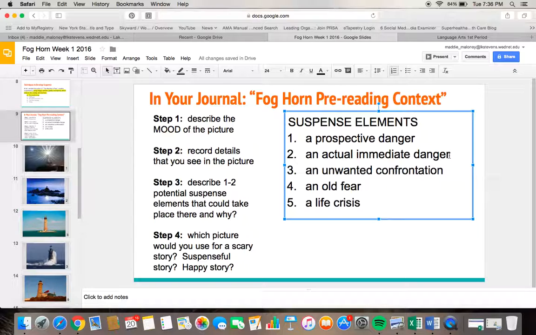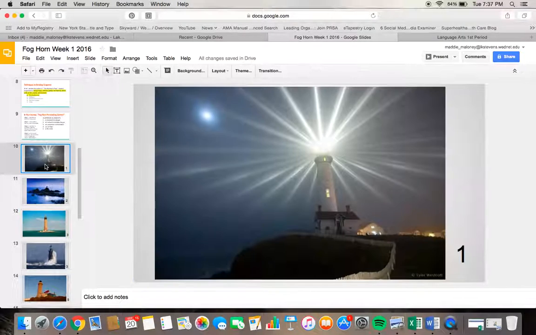Okay, step 4, final step. When you're looking at these pictures, you're going to decide which one seems like it would work best for a scary story, suspenseful, happy, maybe romance, action, drama. So just think of all those different genres of movies or stories that you've read and watched before and think which one of these pictures kind of fits that specific genre. Okay, so we're doing this in our notebooks. Feel free to write in incomplete sentences, just some quick brainstorming notes. We're going to take a look at 3. I have a lot more than 3 pictures, but we'll just take a look at 3.